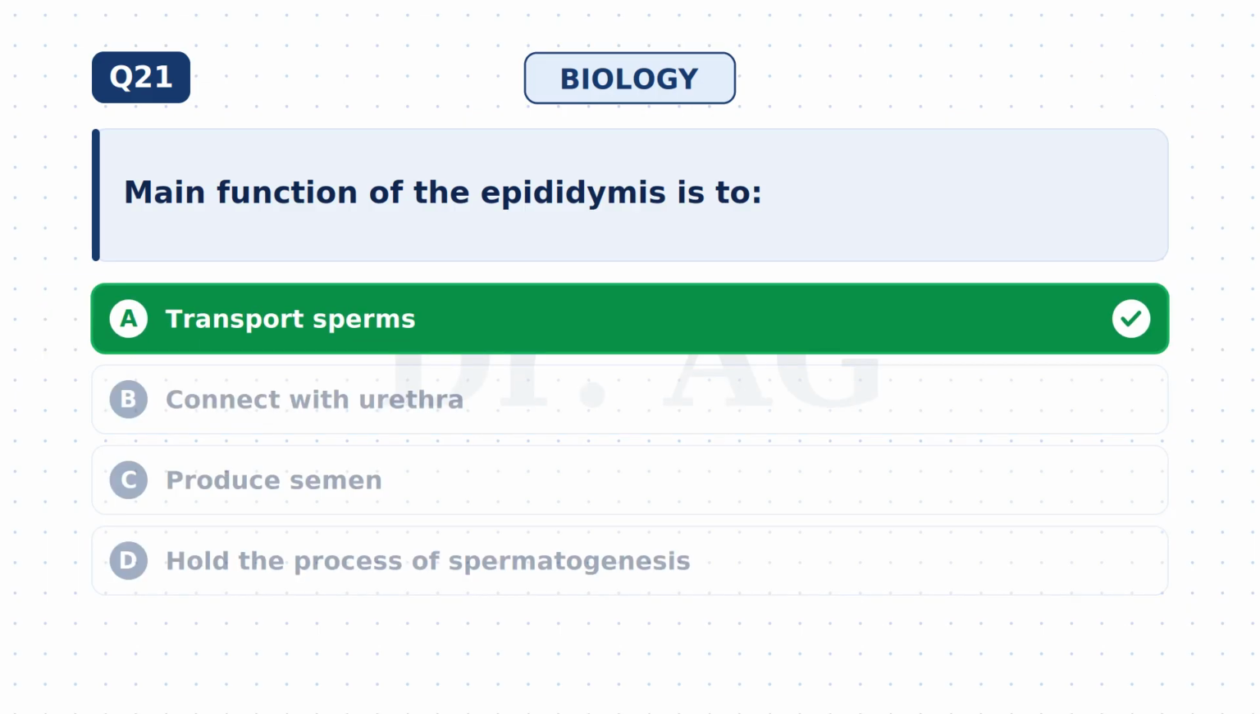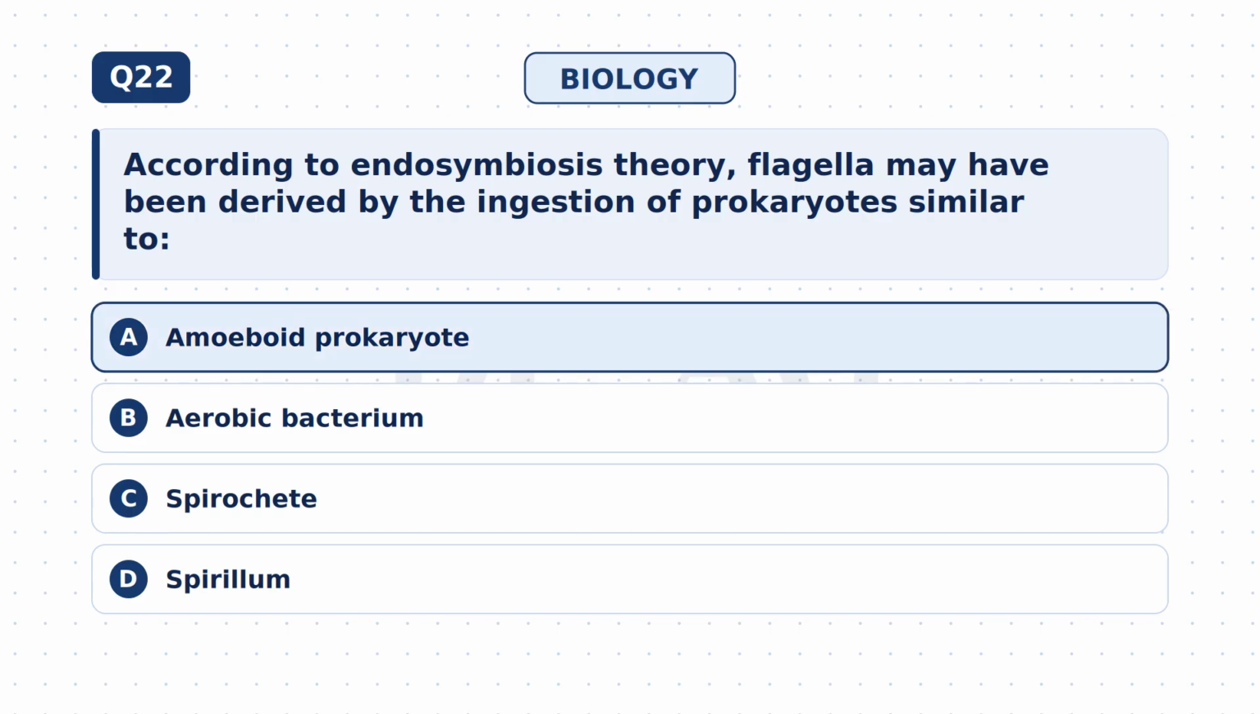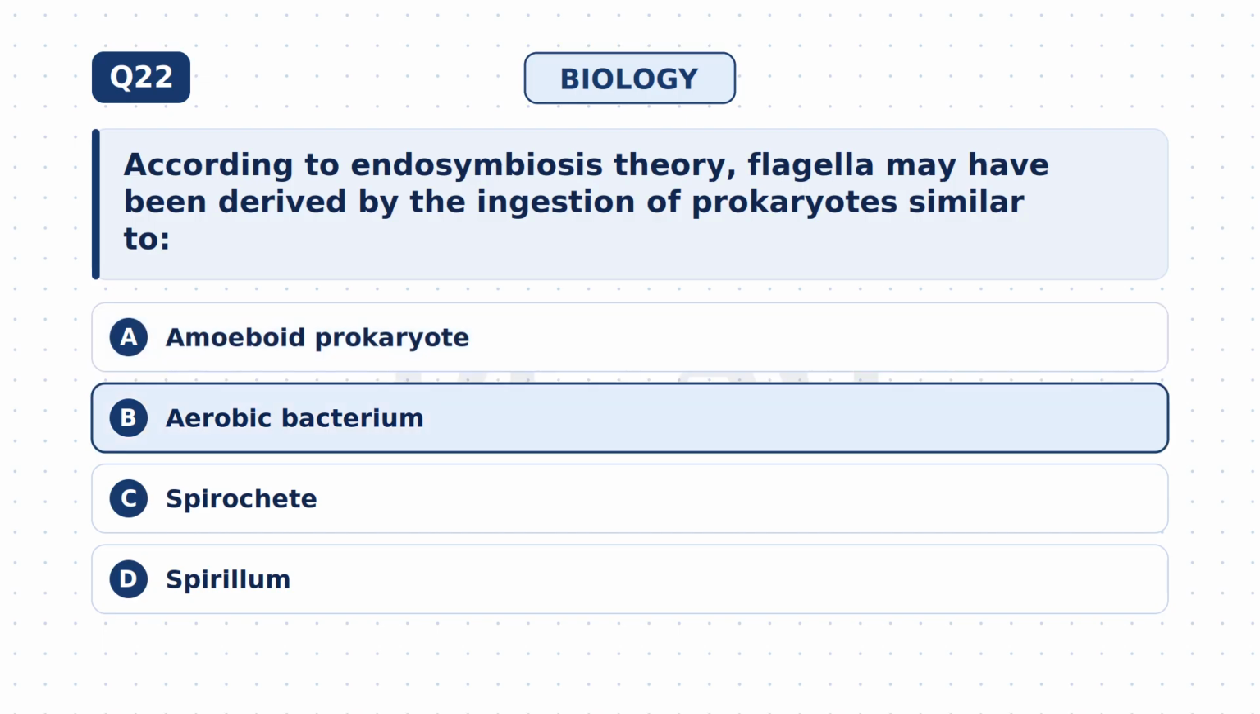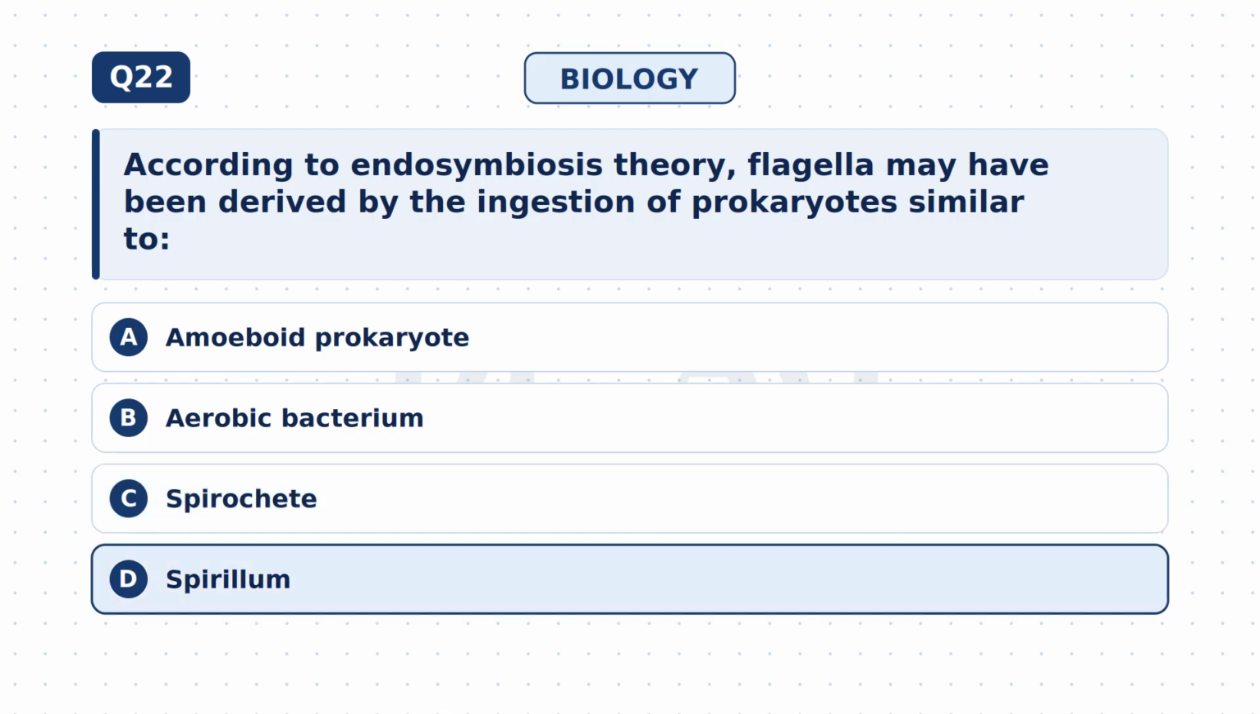The correct answer is A. Transport sperms. Question 22. According to endosymbiosis theory, flagella may have been derived by the ingestion of prokaryotes similar to: Option A. Amoeboid prokaryote. Option B. Aerobic bacterium. Option C. Spirochete. Option D. Spirillum.